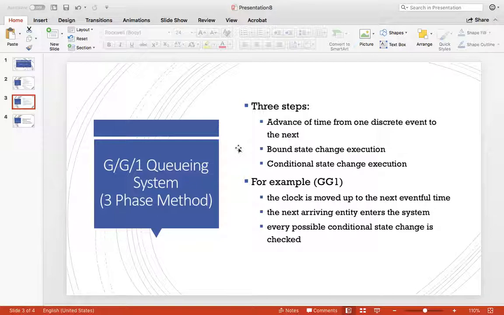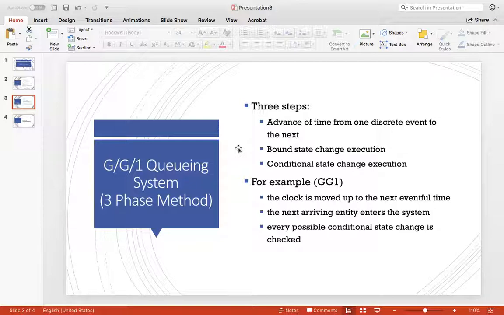So for example, if the second entity that arrived at 5 minutes is done being serviced at 8 minutes, then that person will leave the system, and that will be the action that takes place. And then lastly, our C step is the conditional state change execution. So since that customer in front has left the system, the customer in the queuing line waiting to be serviced can step up to the line to order their ice cream, and that will begin their service time that will take them to get served and get their ice cream.